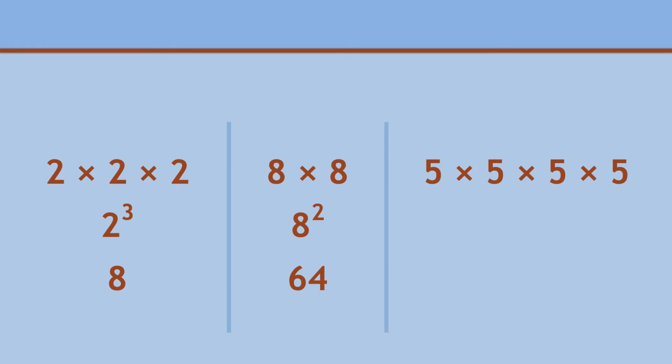All right, let's do one more. 5 times 5 times 5 times 5. So exponent form and standard form. Okay, your exponent form should be 5 to the 4th power. And then your standard form required a little bit more work, I know, should be 625. Great.